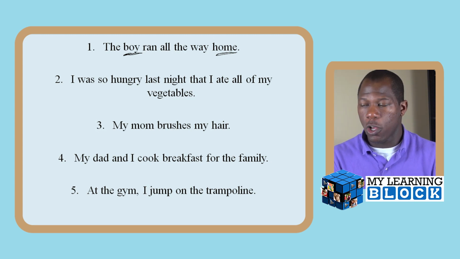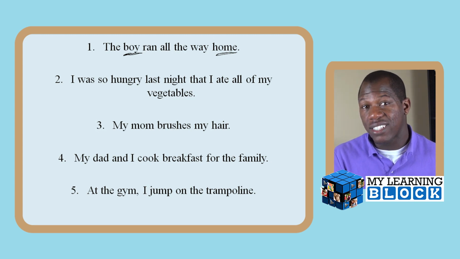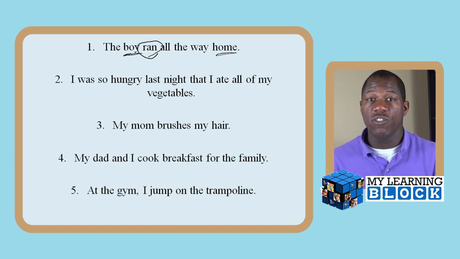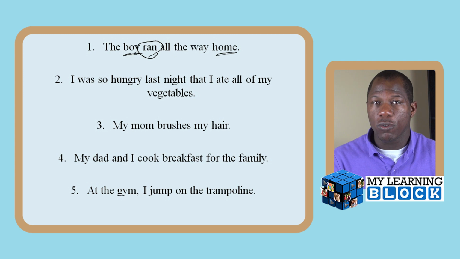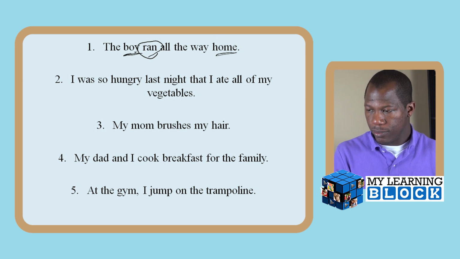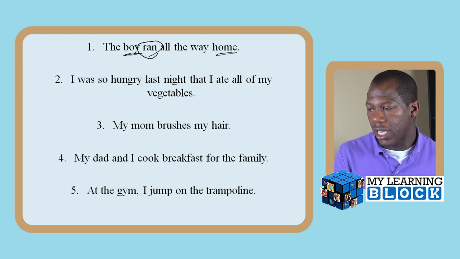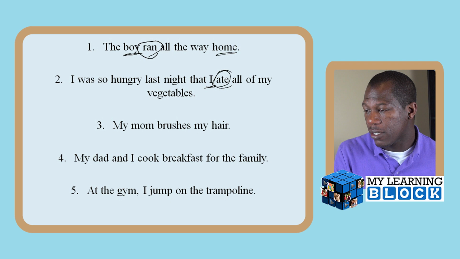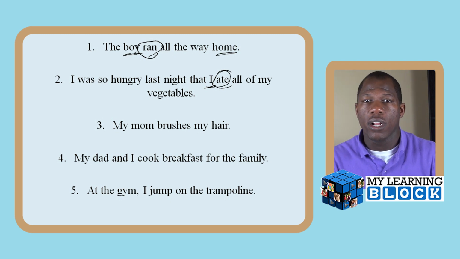All right. What is home doing? Well, we don't know, but we can see what the boy is doing, and we're going to circle it. What's the boy doing? Well, he's running. So ran, even though it's past tense, the boy ran. So we've circled the verb and we've underlined the noun. Let's see. I was so hungry last night that I ate all of my vegetables. Well, the noun here that's important for us to know is I. And what did I do last night? Well, I ate. So we're going to circle our verb.